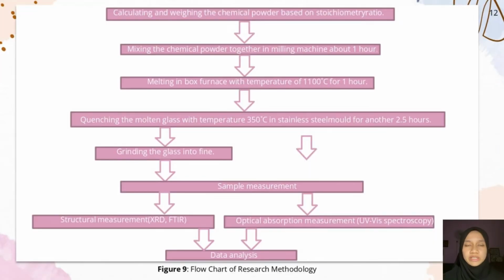For the sample preparations, first of all, the stoichiometry ratio of each chemical powder was calculated and weighed using an analytical balance. Then the chemical powder was mixed in a milling machine for about 1 hour. The mixture was placed in a ceramic crucible and melted in the box furnace at a temperature of 1100 degrees Celsius for 1 hour, and then the molten glass was quenched at 350 degrees Celsius in a stainless steel mold for another 2.5 hours. And finally, the sample was characterized using XRD, FTIR, and UV-Vis spectroscopy measurements to determine the structural and optical properties of the glass.